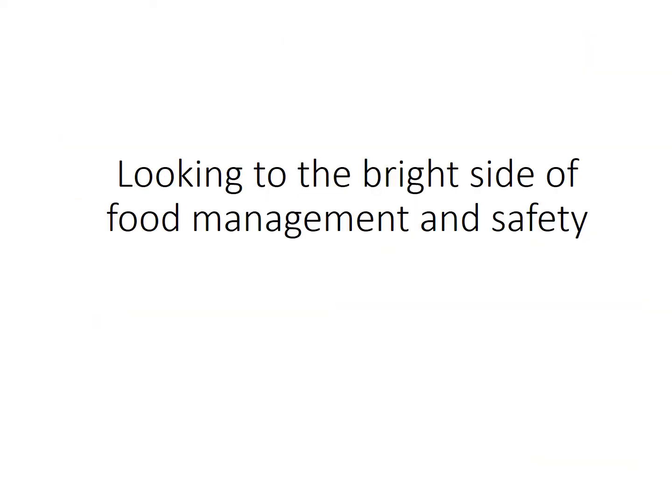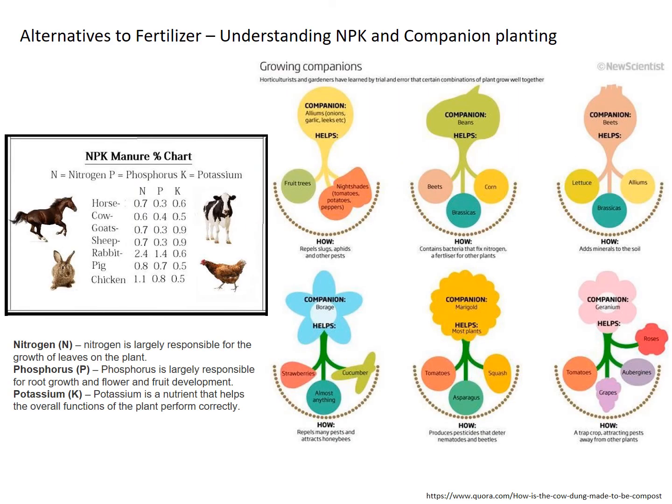In terms of the bright side, because it's not necessarily all downside, one of the great things is that we've learned a lot. As opposed to fertilizer, understanding companion planting is an amazing way of supporting agriculture. Plants love their nitrogen, phosphorus, and potassium. Each has a different function. And you can use manure and all sorts of other components to stimulate your soil and measure the NPK composition for enhancing the growth of your plants.